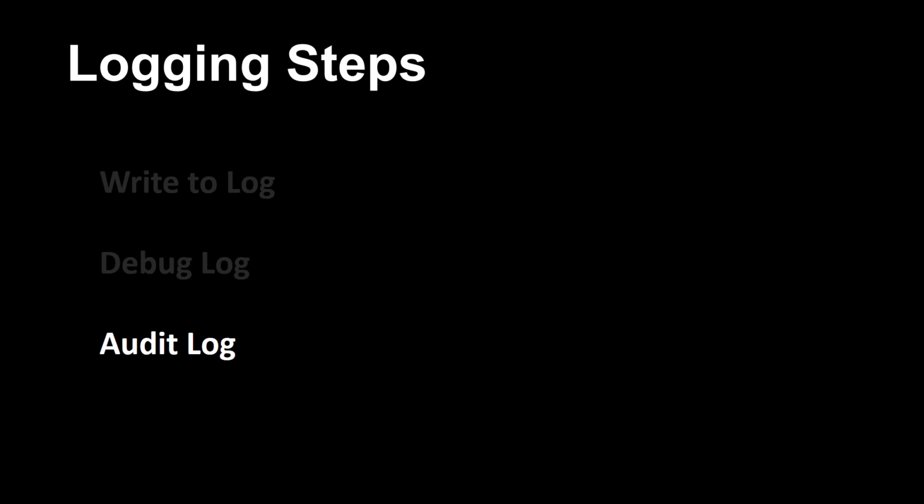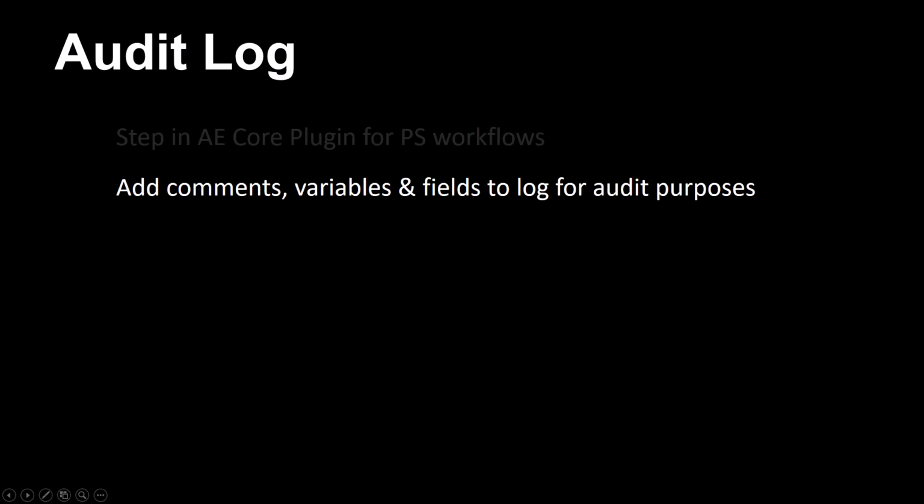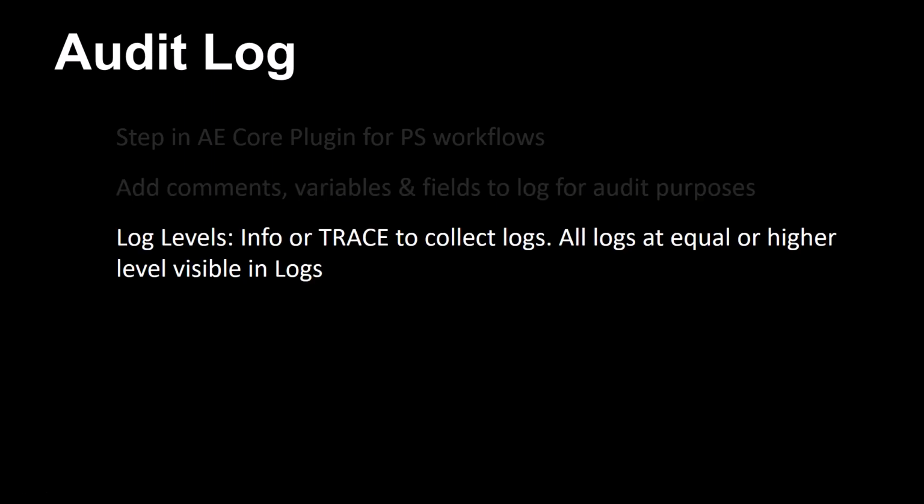Let us begin. Let me first describe the Audit Log step. Audit Log is a step in the AutomationEdge core plugin for Process Studio workflows. You can add comments, variables, and fields in the Audit Log step to log for audit purposes. In the Audit Log step, you can select from the log levels Info or Trace to collect logs. All logs at an equal or higher level are visible in the logs.